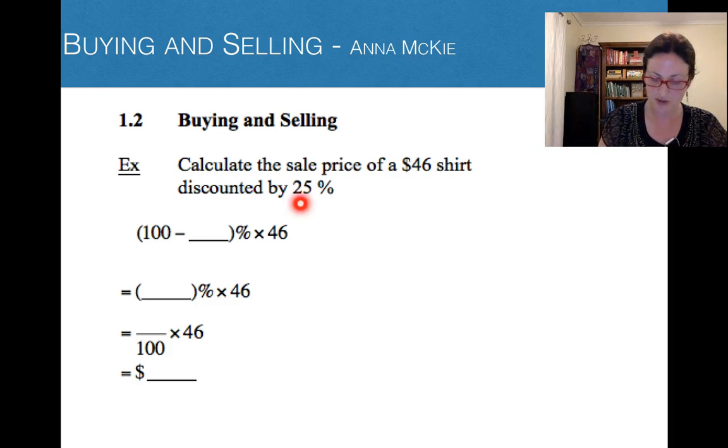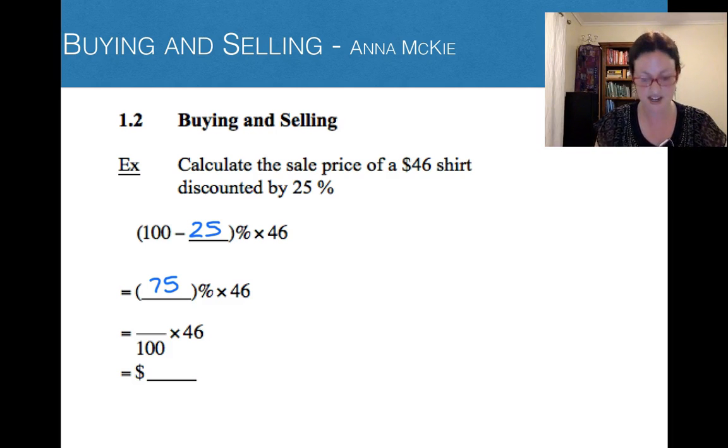So we're discounting by 25%. So that's less than 100%. So we've got the 100 and we're going to take away 25%. Again, 25% of $46. So doing that subtraction, 100 take 25, we're left with 75% of $46. We need to write it as 75 over 100. Using your calculators, you'd get $34.50.